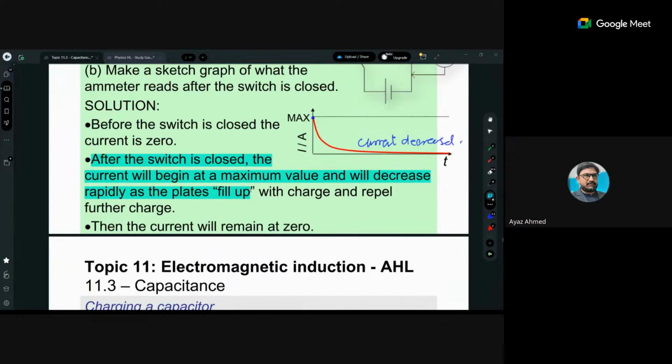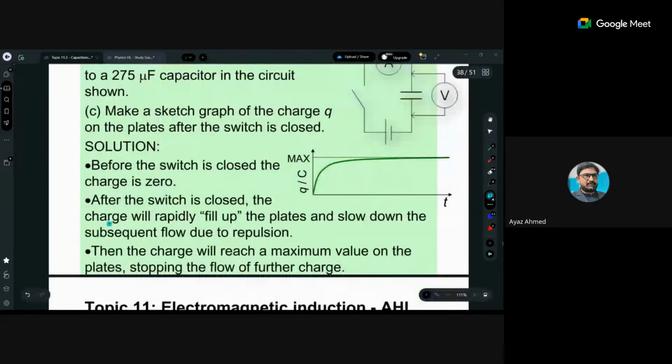Remember, when the plates are filled up, they do not allow any more flow over there. That makes the current decrease. So then the current would remain at zero level because no more electrons are being repelled from one plate to another plate. That's why. Okay, is it clear to you?